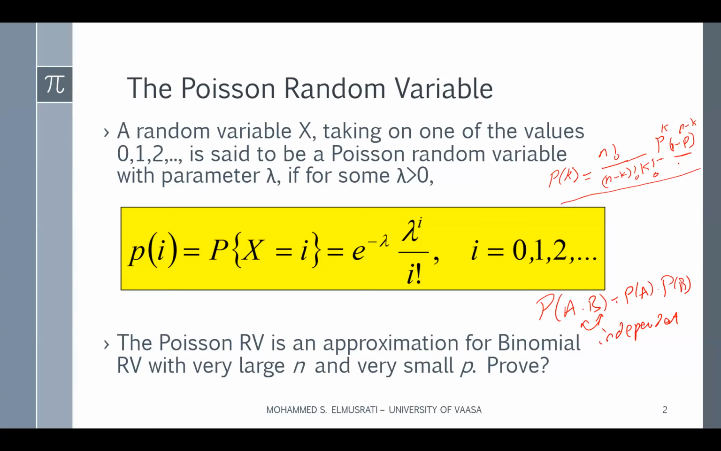However, there are some cases where the number of trials is too large. For example, n can be millions, and k can sometimes be small, like 2, 3, or 4. And the probability of success can also be very small. So p can be close to 0 and 1 minus p can be close to 1. In that case, this binomial distribution cannot work. Why? Because of several reasons.